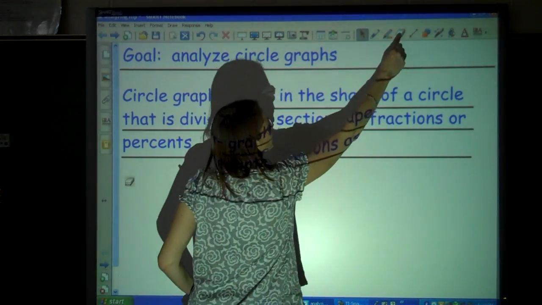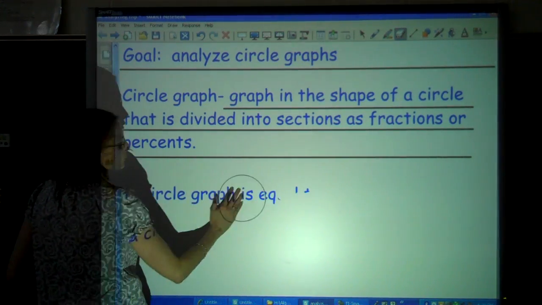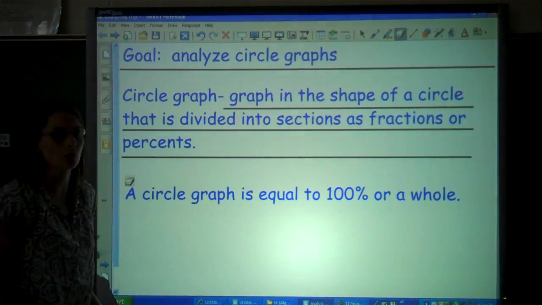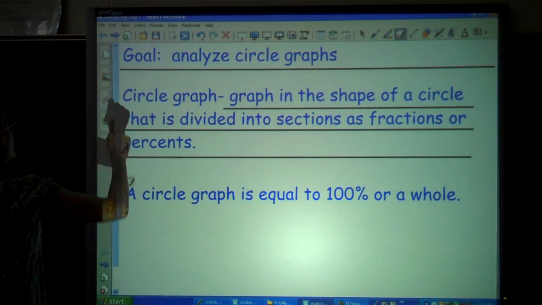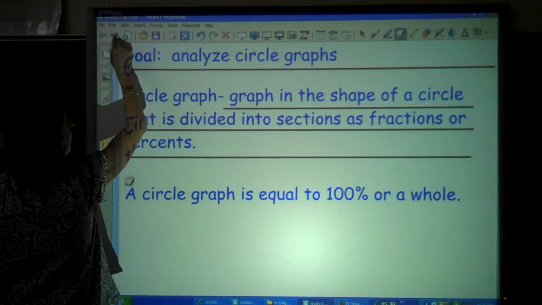And the other important fact about circle graphs that I'd like you to write down is that a circle graph is equal to 100% or a whole. Now, analyze means just to examine or look at.